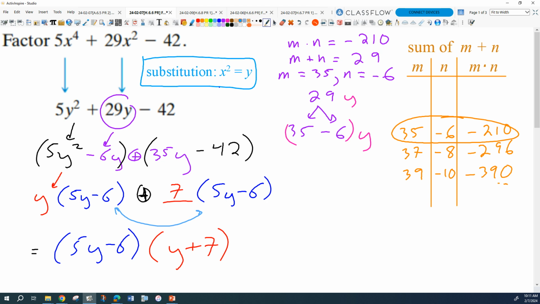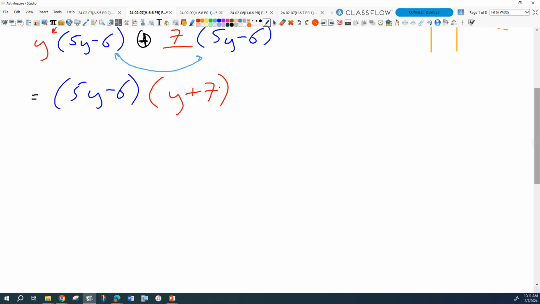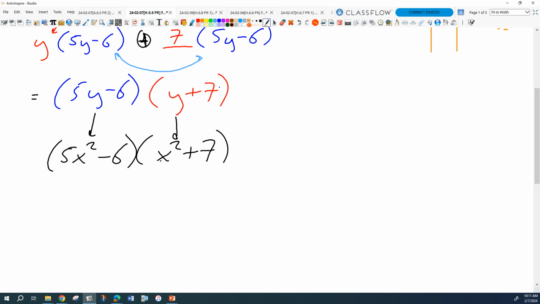Right, so I made the substitution to simplify matters. Now I've got to reverse it back to the original variable, which is x. So we end up then with 5x squared minus 6 times x squared plus 7. Make sense?